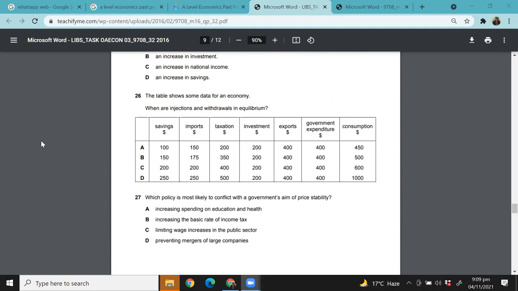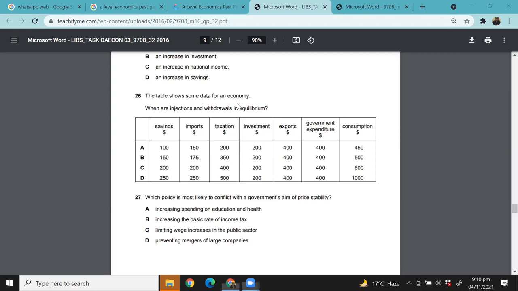The table shows some data for an economy. When are injections and withdrawals in equilibrium? So think about it. What is saving? Is saving an injection or a withdrawal? What about imports? What about taxation? What about consumption? Right. So can you tell me the answer?